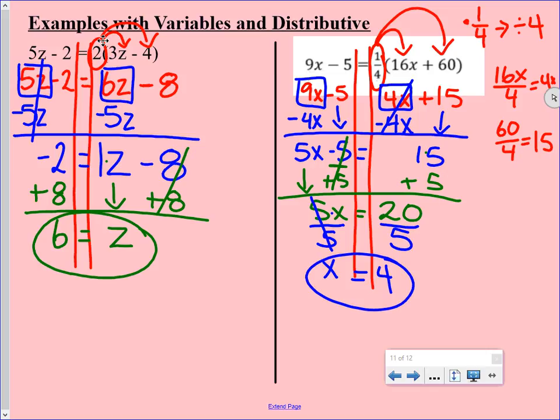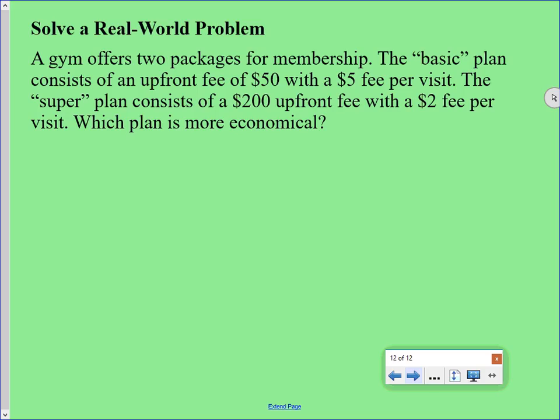Last example, solve a real-world problem. A gym offers 2 packages for membership. The basic plan consists of an upfront fee of $50 with a $5 fee per visit. The super plan consists of a $200 upfront fee with a $2 fee per visit. Which plan is more economical?